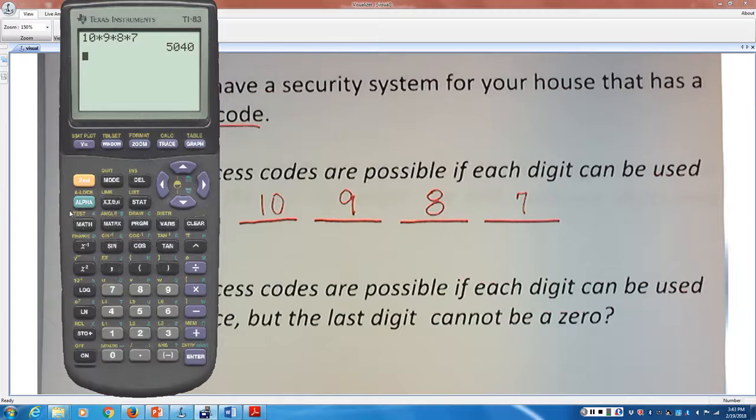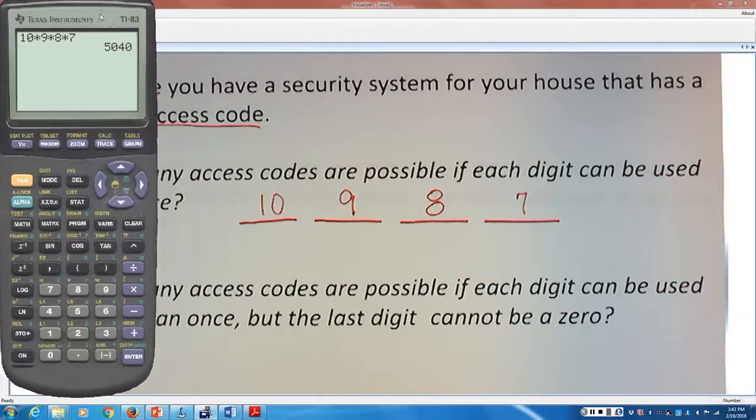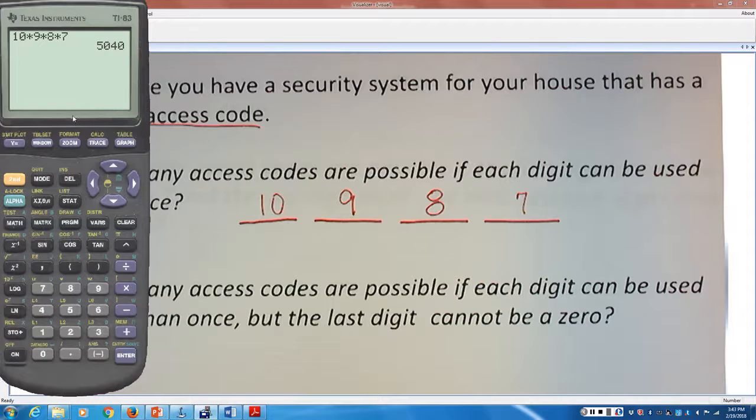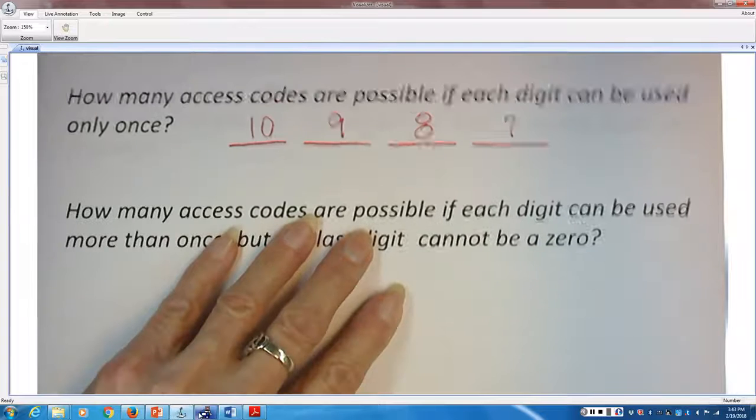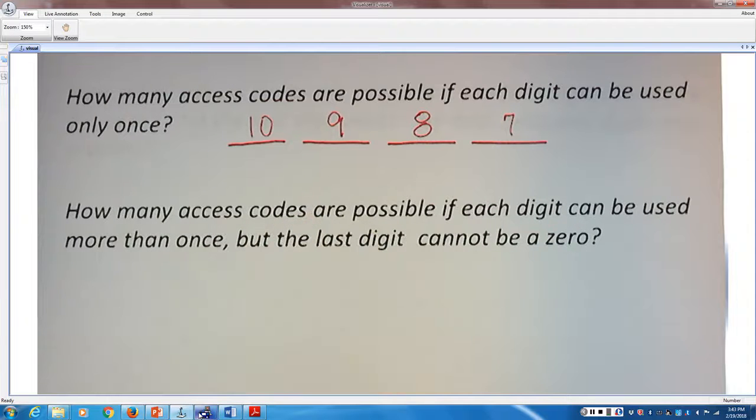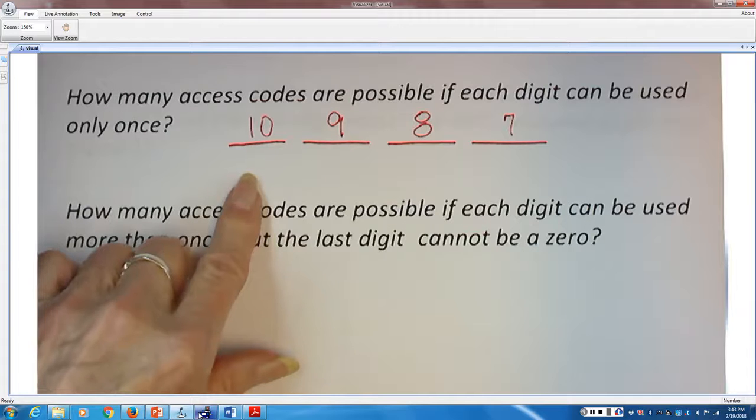Now the next one is a similar situation, but it says how many codes are possible if each digit can be used more than once, but the last one can't be 0. That's the only restriction. The last one can't be 0. All the rest of them could be 0. All the rest of them can repeat, except the last one can't be 0. So what does that change about my number of possibilities?